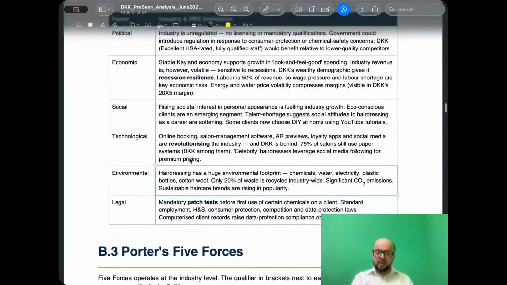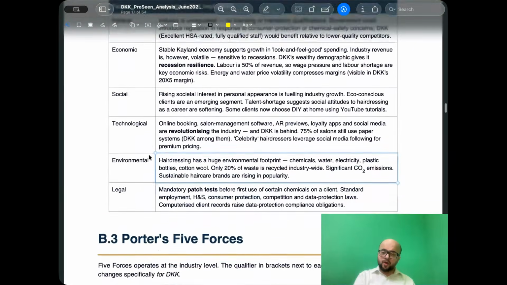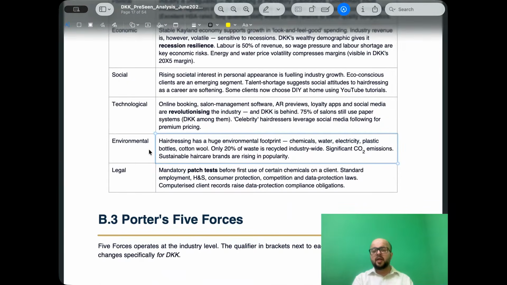Then from a technological standpoint, online booking, salon management software, AR previews, that is augmented reality. In my mind, AR means accounts receivable, but no, this is augmented reality. Loyalty apps and social media are revolutionizing the industry, and DKK is behind. 75% of the salons still use paper systems. Celebrity hairdressers leverage social media following for premium pricing. So again, technology, digital marketing, that is changing the way we look at things.